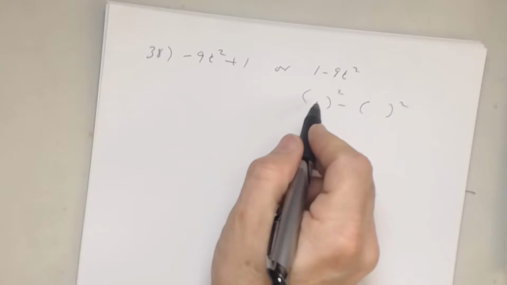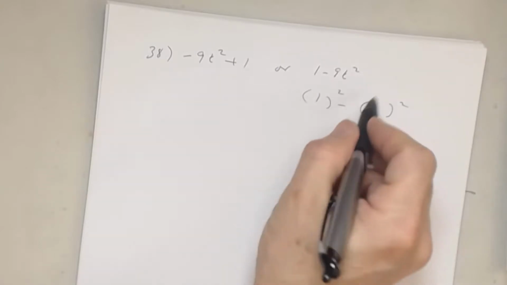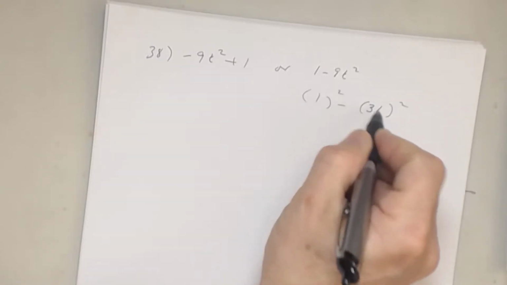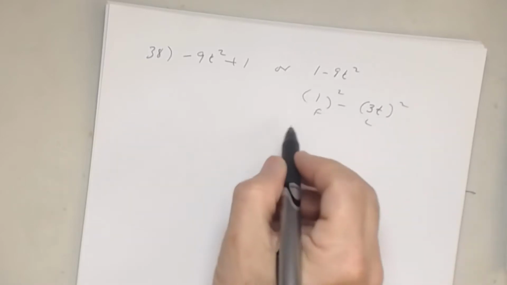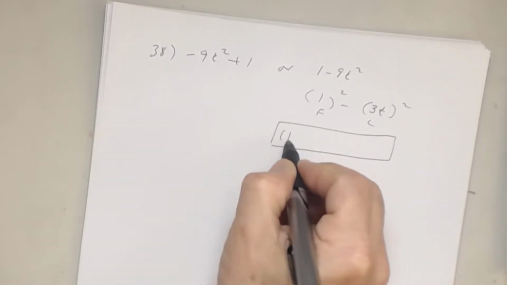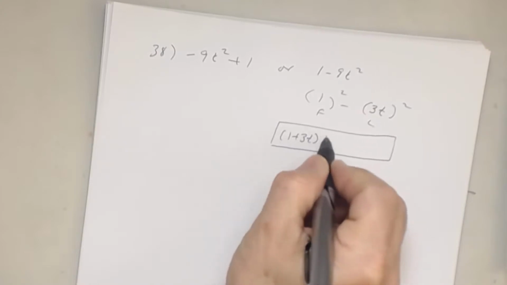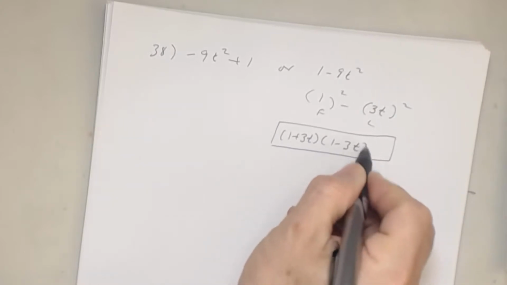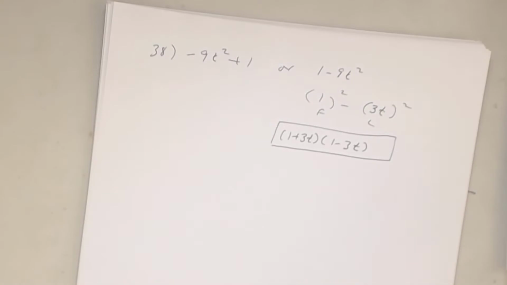What goes inside the first parentheses? 1. Okay, what goes inside the second? 3t. All right, so there's your F, there's your L. So what's the answer? 1 plus 3t, 1 minus 3t. Okay, it doesn't matter. You can say 1 minus 3t first if you want to. Does not matter.